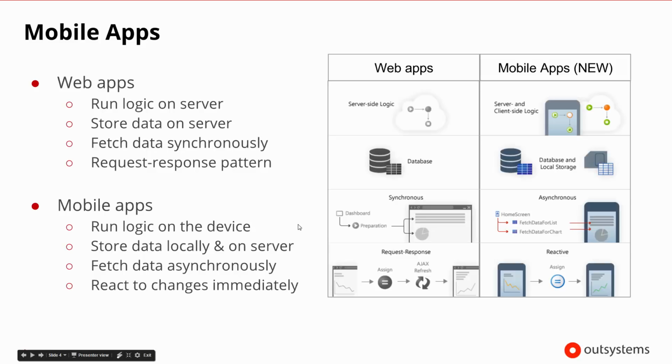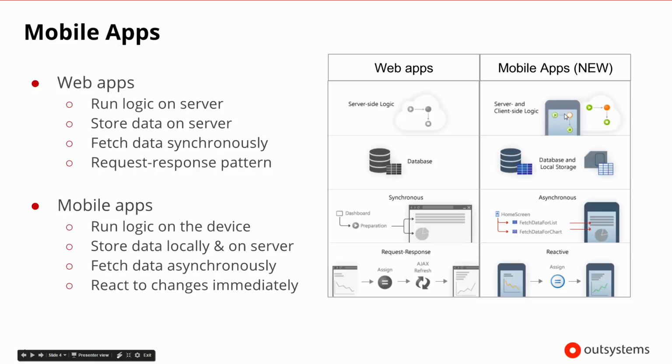So when we think about what's new for mobile apps, we can begin comparing what we can do with mobile apps to what we can do with web apps in the past. So if we do a side-by-side comparison, we can see that the web apps were running server-side logic. They were storing things in the database, making synchronous requests from the browser to the server, and it was a request-response pattern where the page had to be refreshed each time, or at least a component of the page if we were using Ajax.